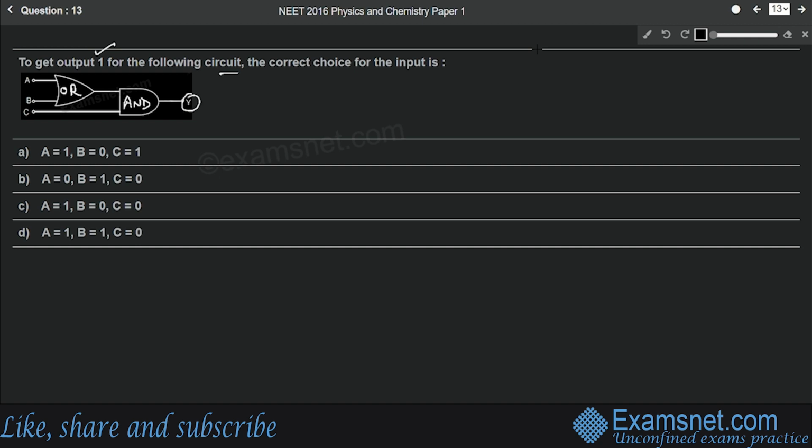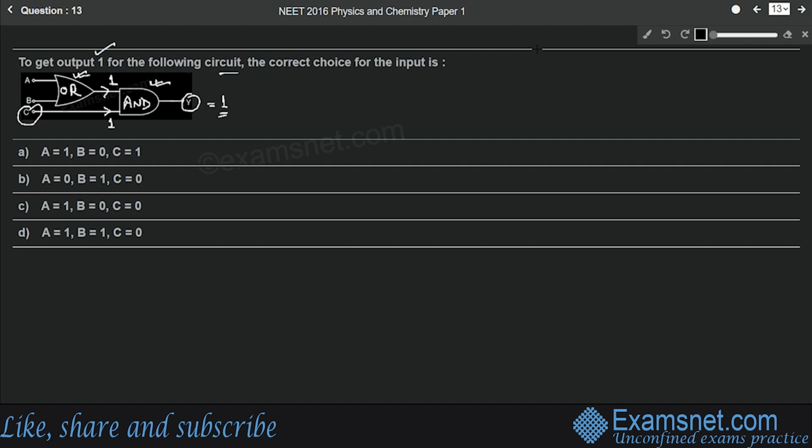So we have to find the values of A, B and C so that the value of Y should be 1. We can see that 1 is coming out of the AND gate, and when do we get 1 as output from an AND gate? When both the inputs are 1. So this should also be 1 and this should also be 1. That means the output from this OR gate should be 1 as well as this C should be 1.